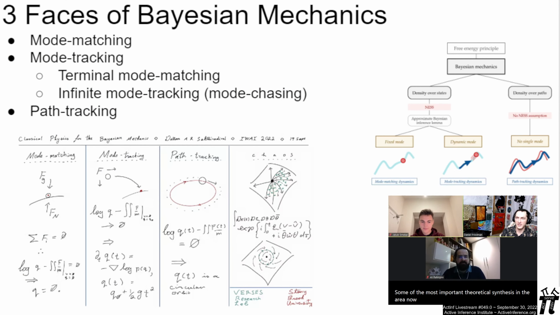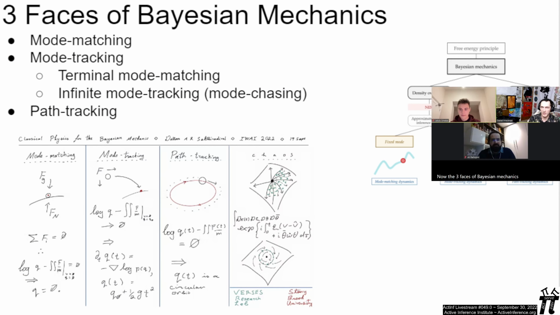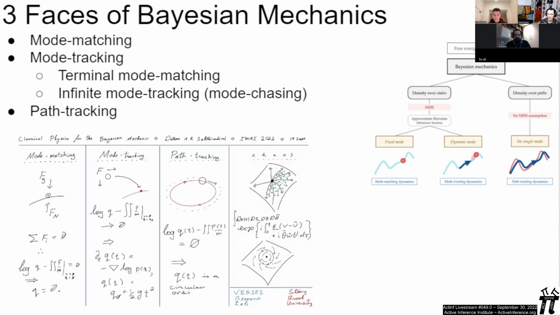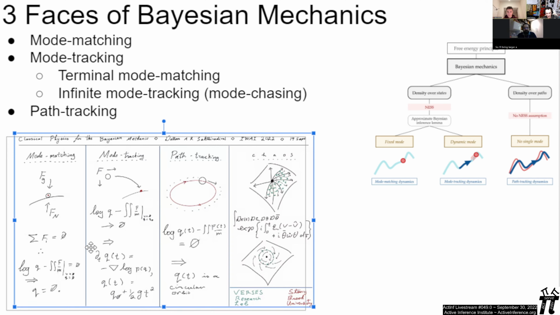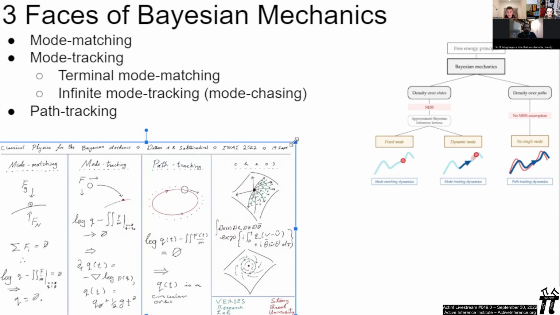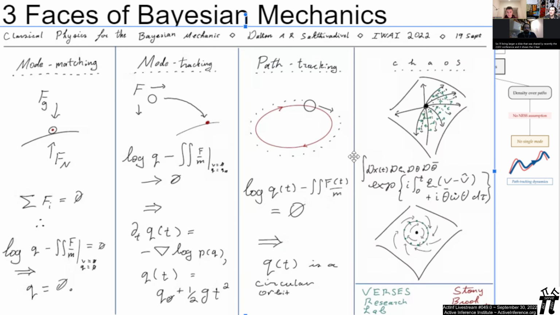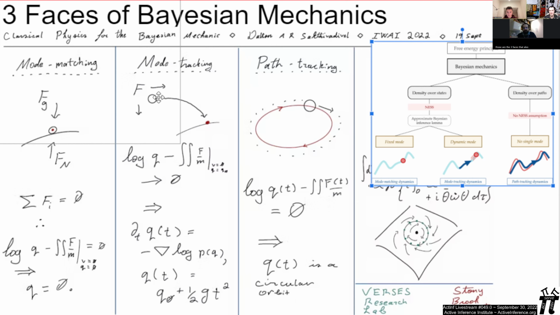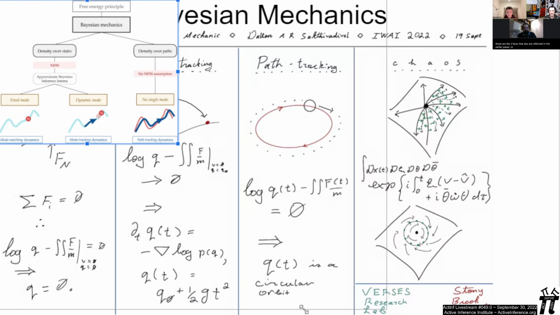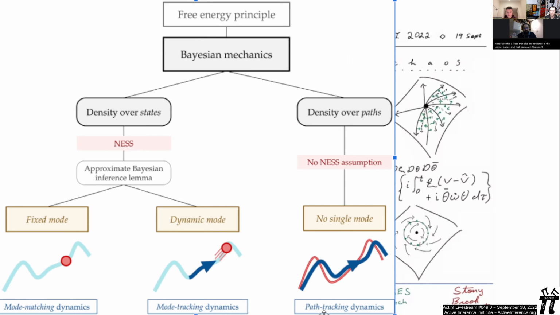Now, the three faces of Bayesian mechanics. So I'll bring up a larger slide that was shared at IWAI recently, the 2022 conference. And it shows the three faces of Bayesian mechanics: mode matching, mode tracking, path tracking. Those are the three faces that also are reflected in the earlier paper, and that was guest stream 23.1.